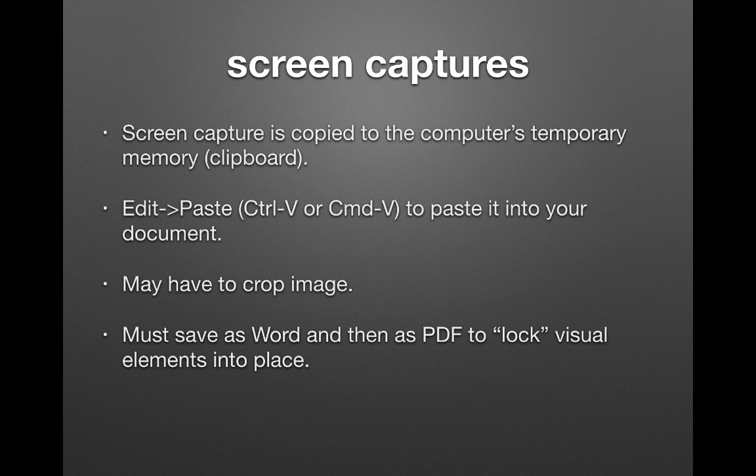So, with things like if you were to do a screen capture of a YouTube video, and then you wanted to crop it down so it's just the image of the video, you may have to select a larger part of the screen to capture, but then just crop it down using the image editing tools in Microsoft Word. When you click on an image, you'll see those image editing tools appear at the top, and crop is one of them. Okay, so we're going to put all this together in a Word document, and then save it as a PDF to lock those visual elements into place.